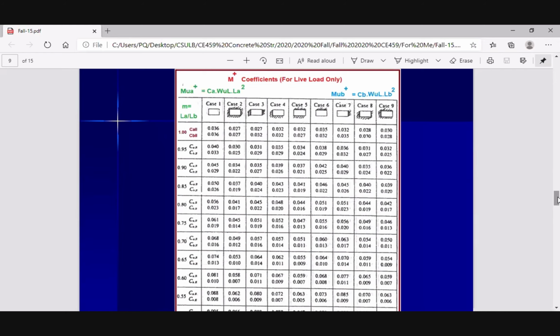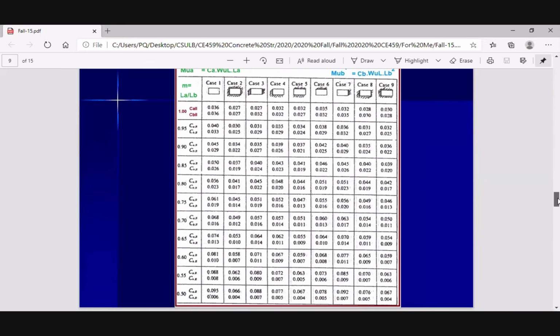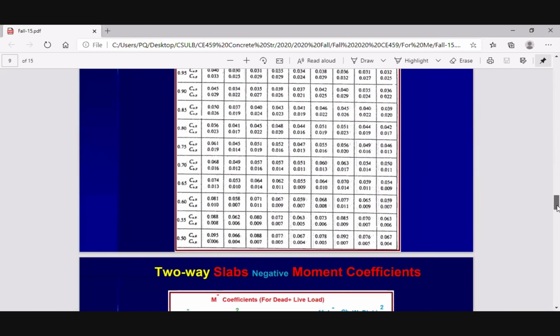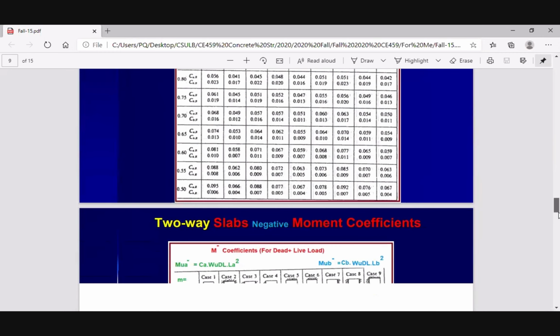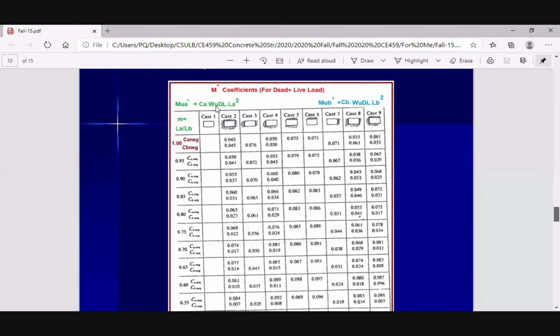So this is for MU negative, MU positive. Add them together: MU dead load positive, MU live load positive, add them together, you can find MU positive. Then design the steel based on that moment. For MU negative, just one equation for dead load and live load. Both of them, 1.2 dead load plus 1.6 live load.